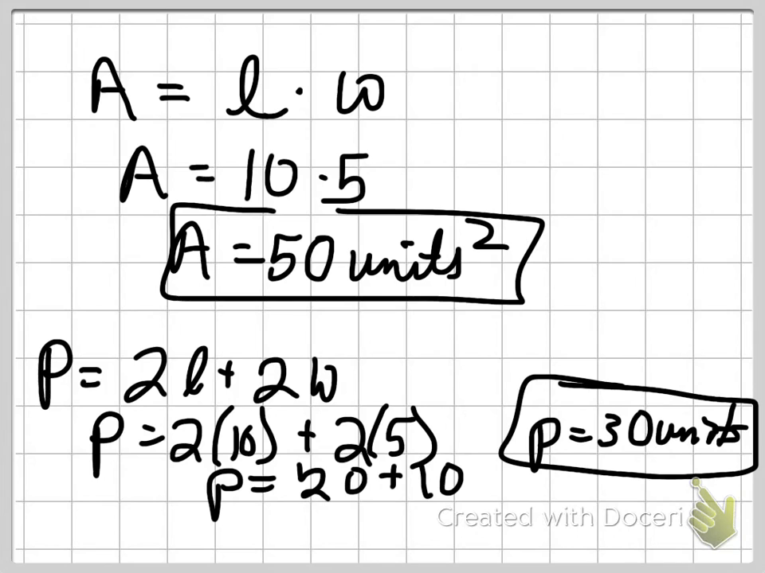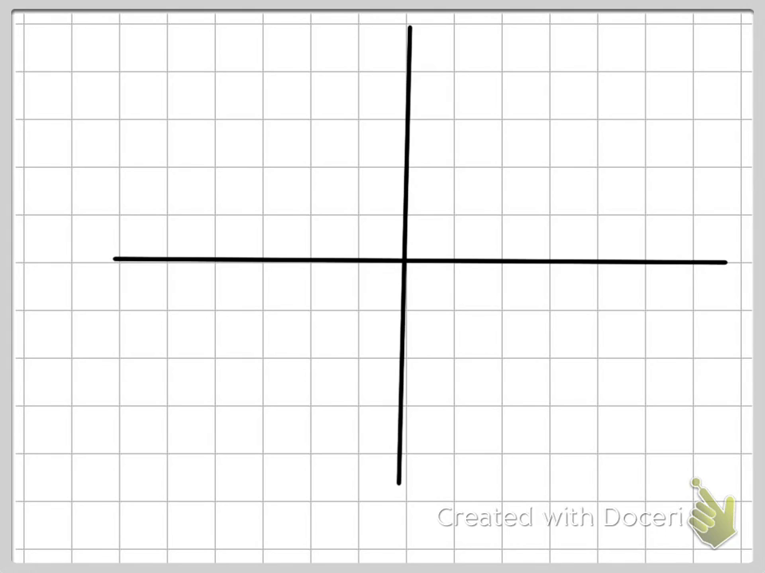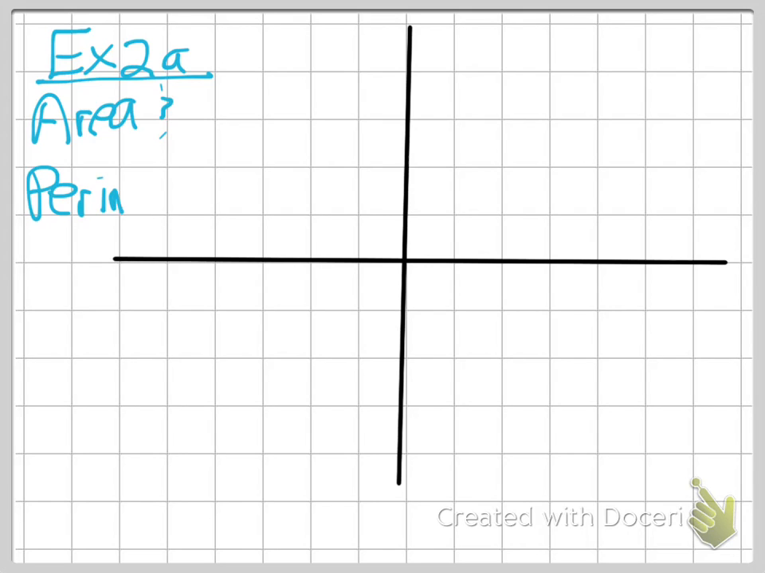Alright, so I'm going to have you go ahead. I'm going to draw another coordinate grid. I'm going to have you try this example. This is example 2A. You're going to find area and perimeter of triangle DEF. So I'm going to draw triangle DEF for you.